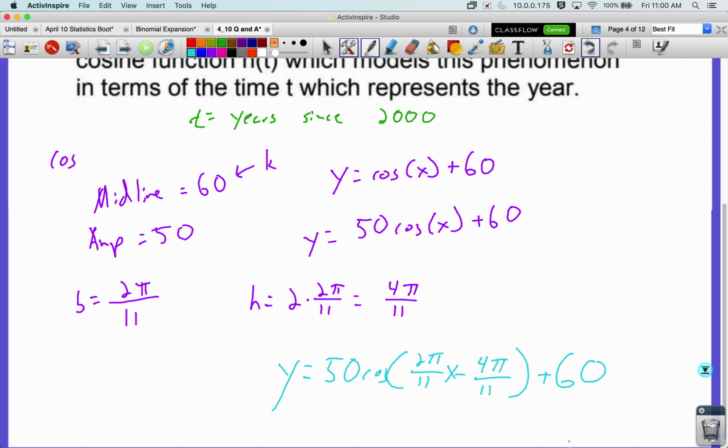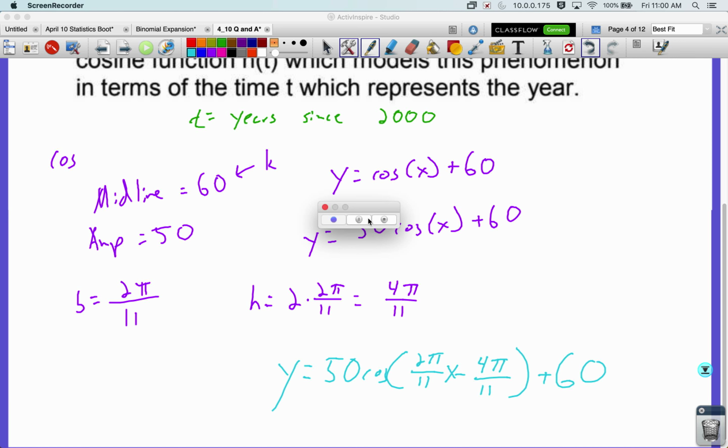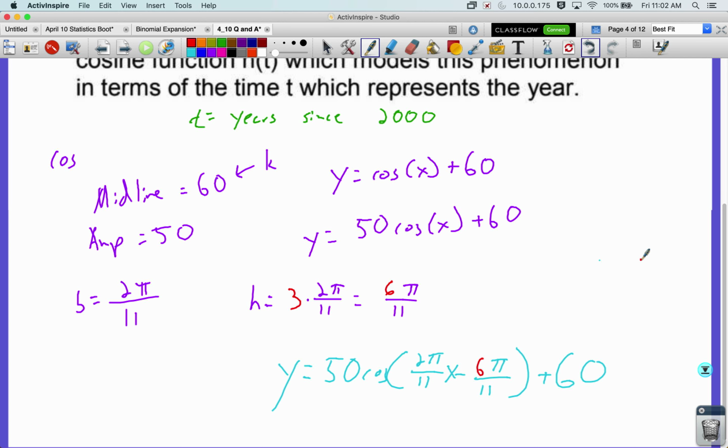plus 60. All right, I'm going to pause the video real quick and plug this into my calculator and see what it looks like. Okay, when I was setting up to graph it, there's a slight mistake. I said I wanted to shift 2 units to the right, but the maximum happens in 2003, so I want to shift 3 units to the right. That changes this number here to a 6. I was able to catch that when I plugged it into the calculator.